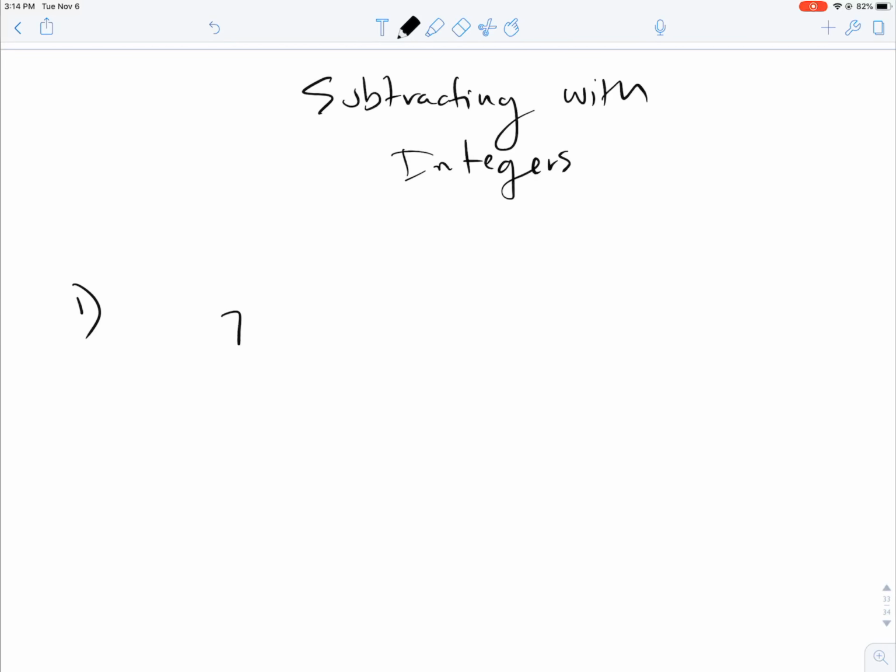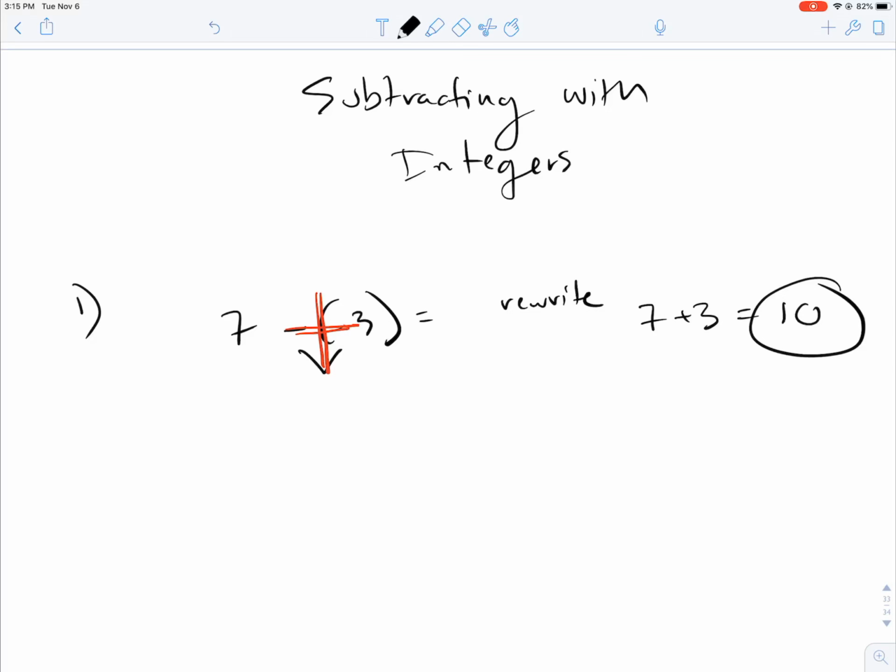You have 7 minus -3. Well, when it comes to the rule of double negative, we make sure we change that right away into addition. So you can rewrite this as 7 plus 3, which is equal to 10, just positive 10.